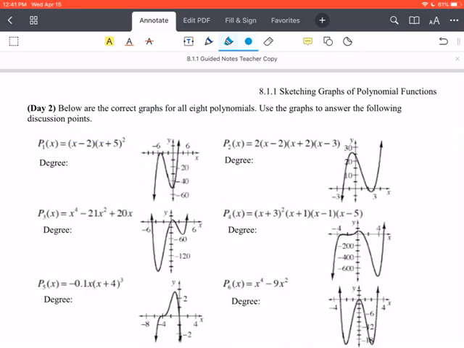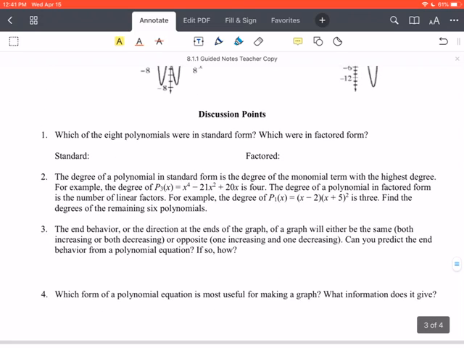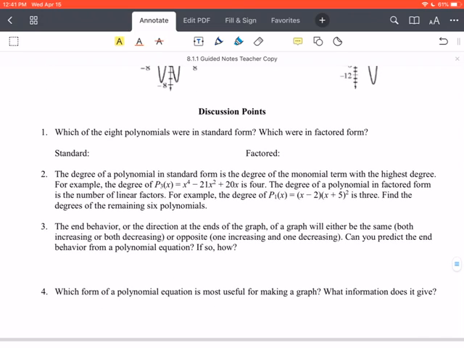Okay, so it says on day 2, below are the correct graphs for 8 polynomials. Use the graphs to answer the following discussion questions. Okay, so we have 8 graphs, but the discussion points are at the bottom, so we're just going to go one by one. I'm going to try to color code the best that I can, and we're going to start to make some sense by the end of this lesson as to how we can graph these on our own.